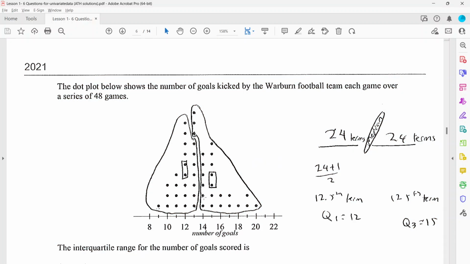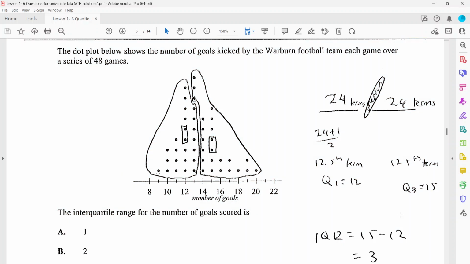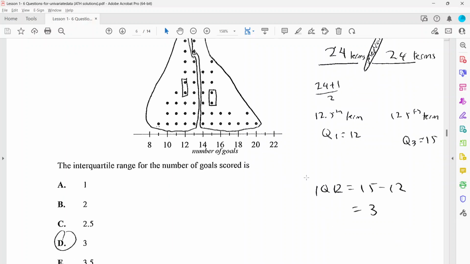12.5th term after the median. Okay, see how I've circled into the two groups? So this blob here is the first 24, and this is the second 24. So then we just count the 12.5th term from here. So counting 1, 2, 3, and so on, 4, 5, 6, 7, 8, 9, 10, 11, 12, and we're here. So that's how we get our median of 15. Our Q3, which is our upper quartile, is 15, which means the IQR is 15 take away 12, giving us 3.